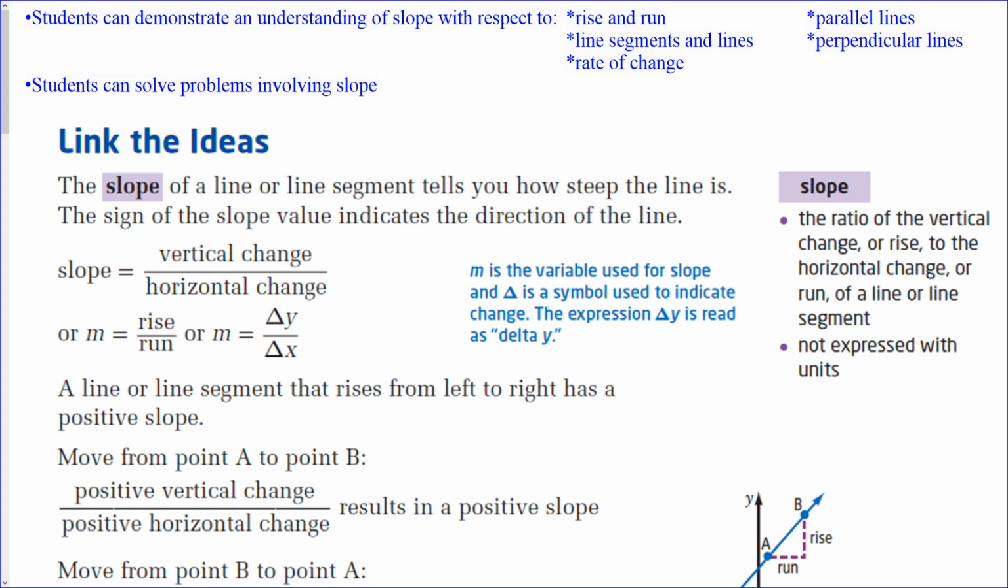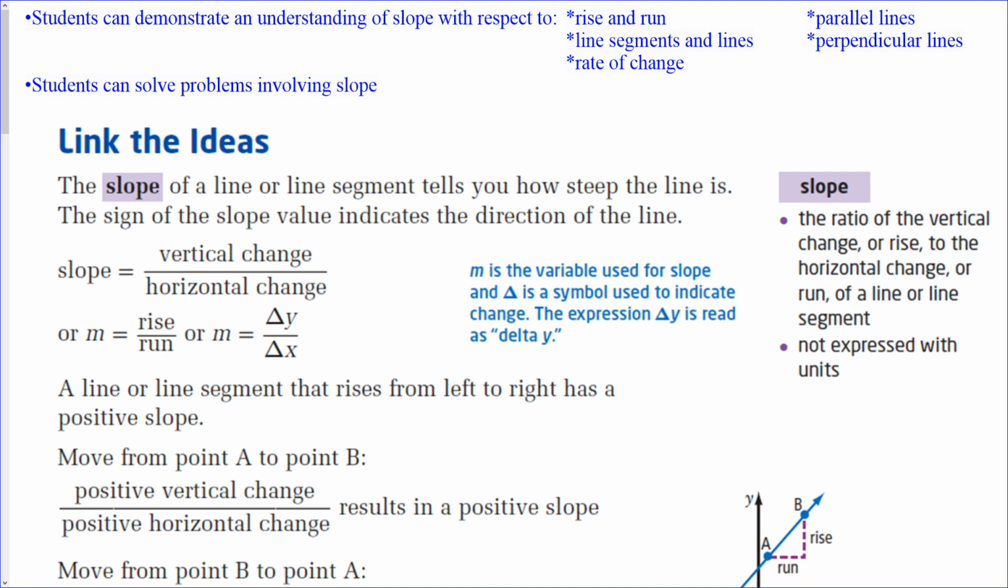In this video we're going to be talking about chapter 6.5, Slope. The slope of a line, or a line segment, part of a line, tells you how steep it is. The sign of the slope value indicates the direction it goes, whether it's going up and to the right, or down and to the right. Whichever way you want to put it.